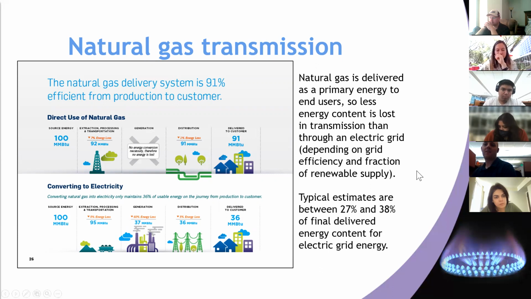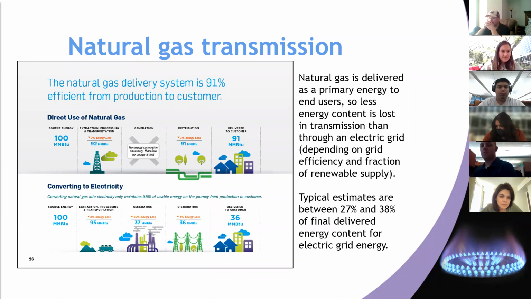So depending on the efficiency of the grid and the type of resource mix used by your electric provider, for electricity, if you convert source energy into electricity, distribute it, and deliver it to a customer, you're really only delivering to the customer about 27 to 38% of the initial energy content. So every time you turn on a light switch and the light bulbs come on, that electricity is generated somewhere else, and there are losses as it goes through the generation system, through the transmission system, and gets to your house.